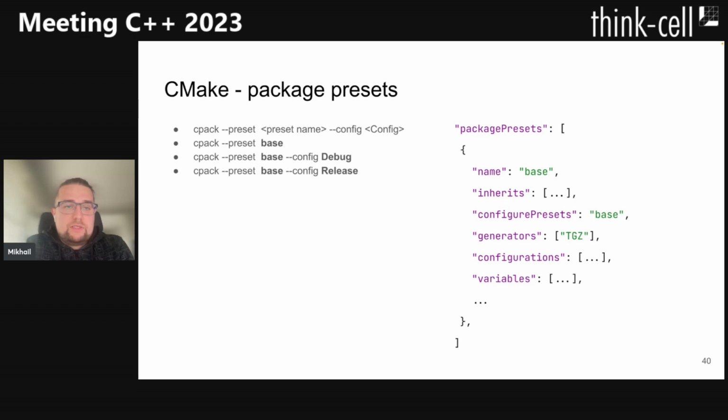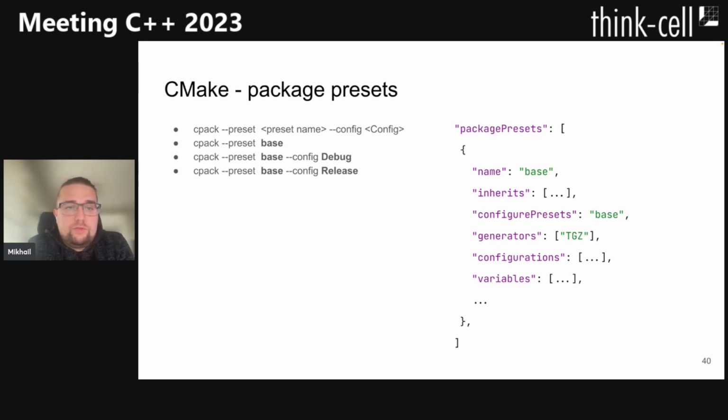Basically, it looks the same as the three before. You give a name, it can inherit from others. You need to say the configure preset. You choose what kind of generators you want to use. In that case, we just want to create a tar.gz. You can say what kind of configurations that is meant to be: debug, release, or none. And the variables here are basically variables for the generators, like what's the name, what's the version, and so on. To execute, you just say cpack --preset base --config release or debug if that's with the Ninja multi-config, or just ignore it.